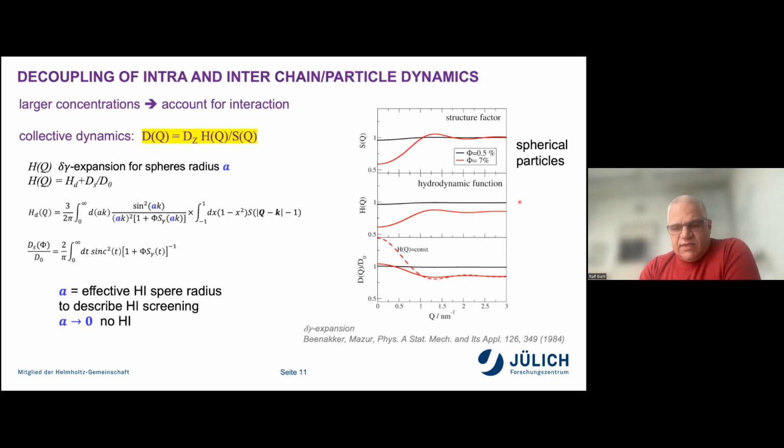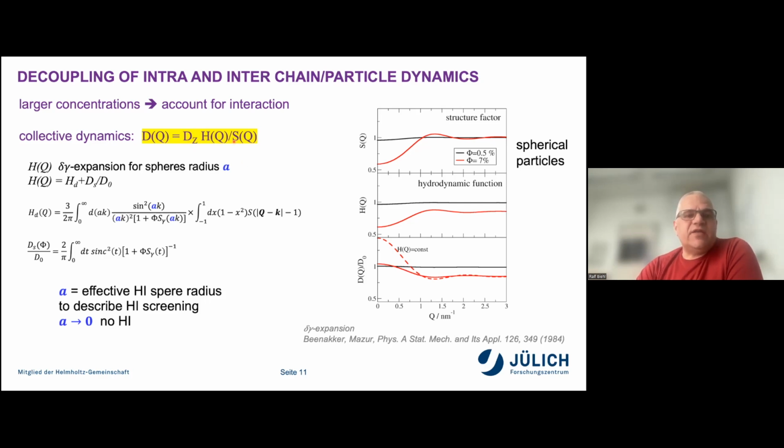I already showed that the D2O background is quite high, and if you want really excellent data, then we need to increase concentration. Typical concentrations that we use are 25 to 50 milligram per milliliter for spin echo. So we have to account for the interactions. This is in general done by this very well-known H of Q, the hydrodynamic function, divided by S of Q, the structure factor, multiplied by the self-diffusion or center of mass diffusion.